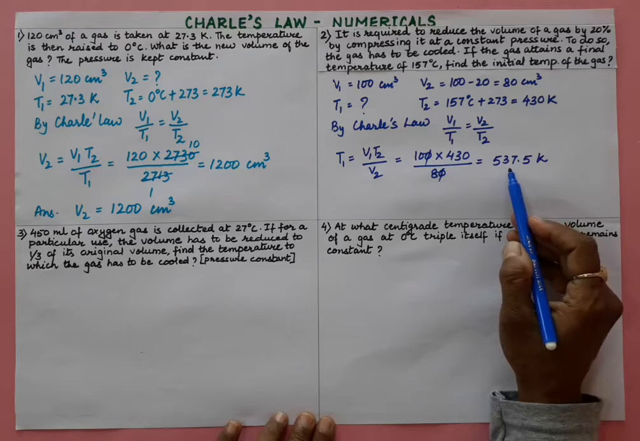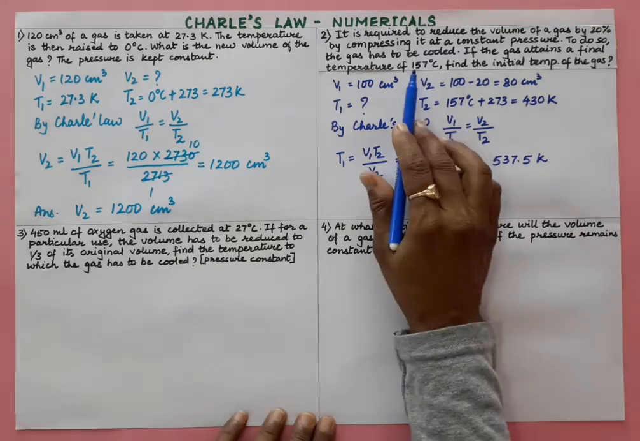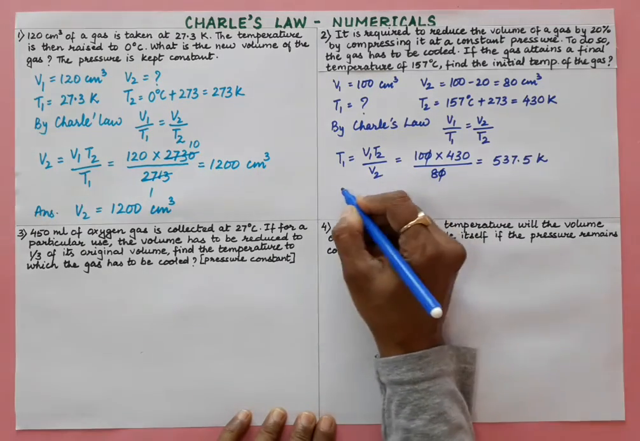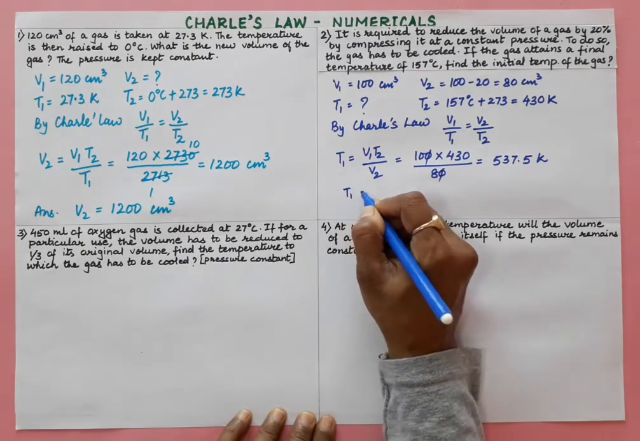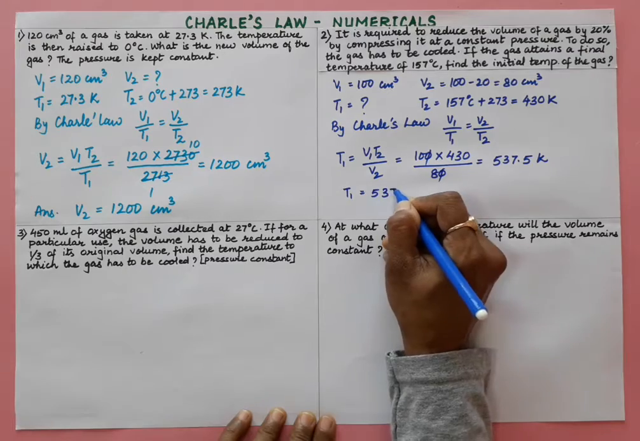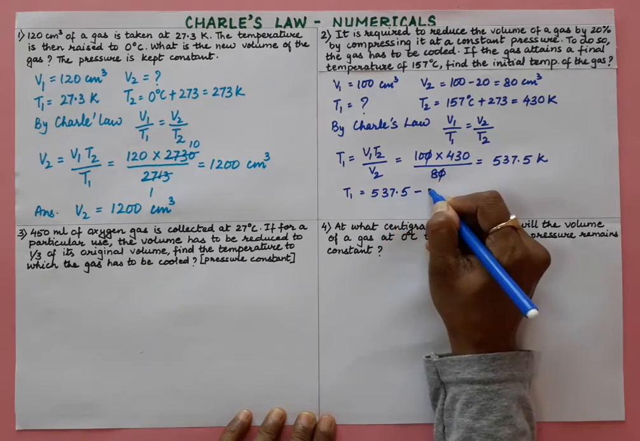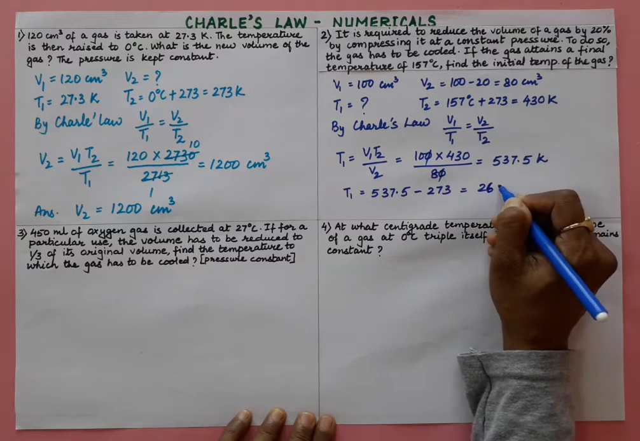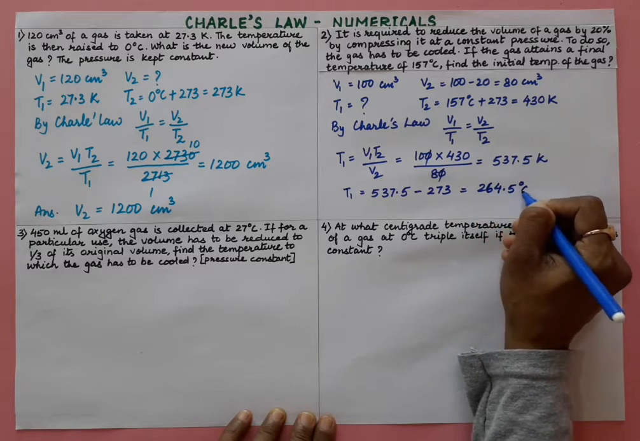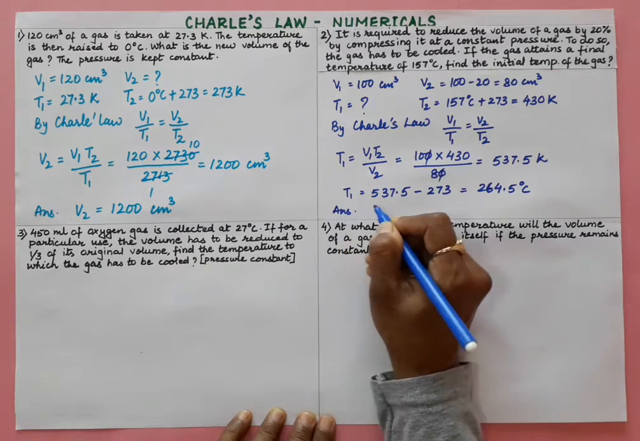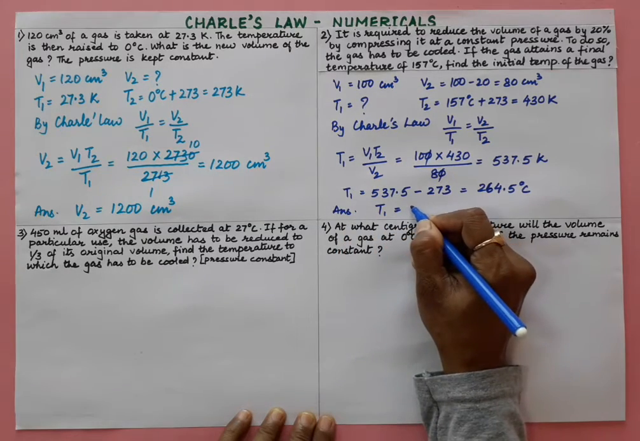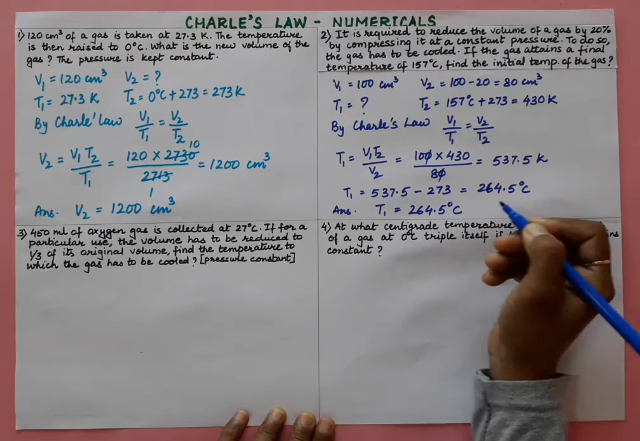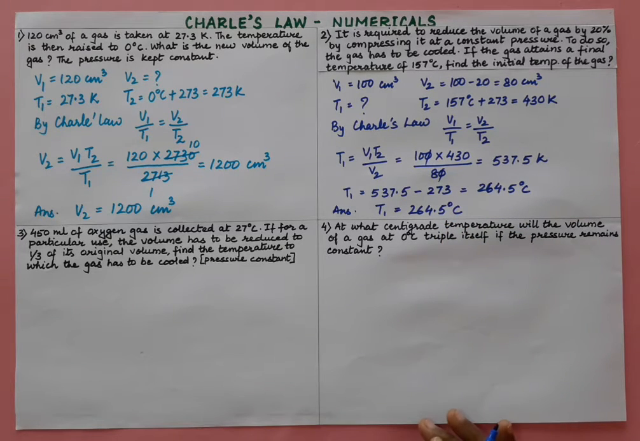We got the answer in Kelvin, but in the question the temperature is given in degrees Celsius, so we have to convert back. T1 is 537.5 minus 273, so you get 264.5 degrees Celsius. So your answer is T1 is 264.5 degrees Celsius. This is how you will be solving.